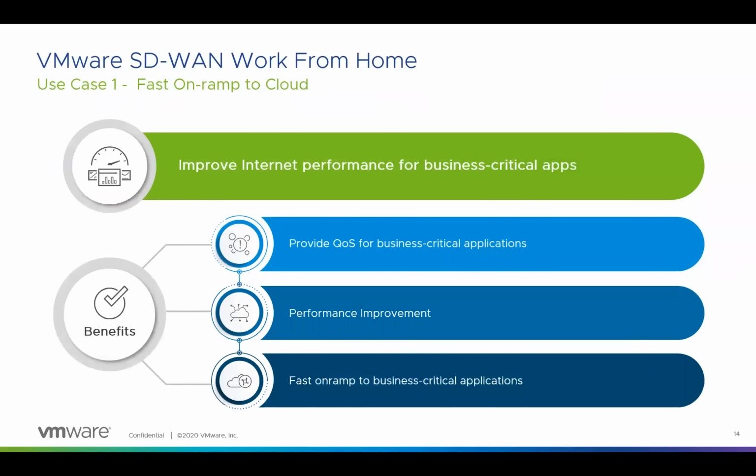So there are also 2 use cases here. The first use case is to provide the fast on-ramp to the cloud and provide improved performance for our colleagues working from home. So what we had noticed is that there is a certain set of applications for which we have to provide faster connectivity. And as we discussed earlier, VeloCloud already has the VeloCloud gateways placed closer to all the business critical applications.